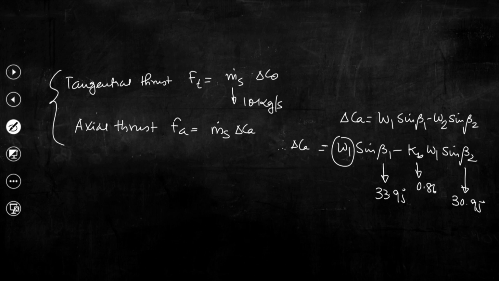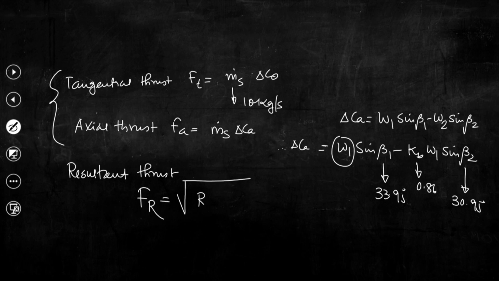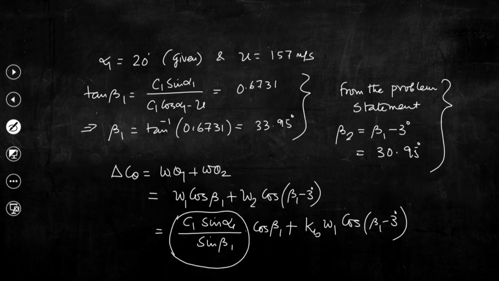Knowing or calculating these two quantities, we can calculate resultant thrust. Fr equal to under root Ft square plus Fa square. So, that would be resultant thrust. Nice.